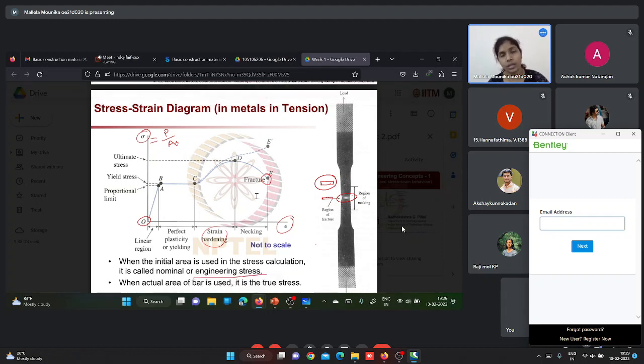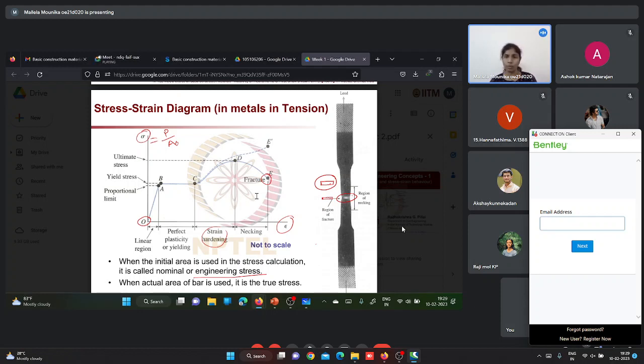What is the importance of a ductile material? Why does a ductile material have more prominence than a brittle material? Because a ductile material will give a warning before the failure, because it is getting elongated even before the failure. It is showing some elongation or deformation before failing. It is not failing suddenly. So it is giving us some warning. That's why we go for ductile material.